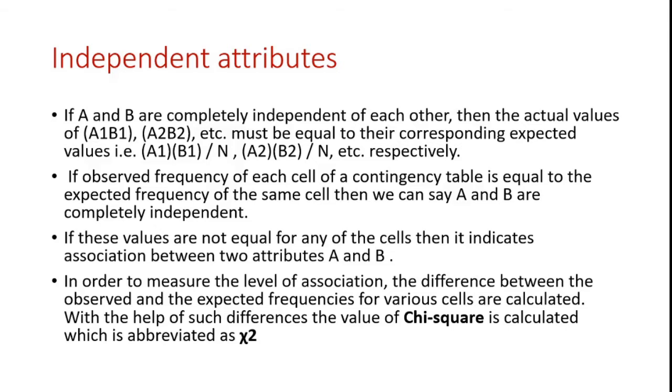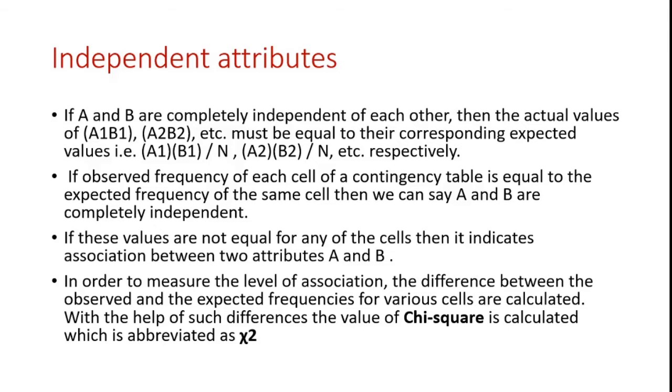So the second property says if the observed frequency of each cell of a contingency table is equal to the expected frequency of the same cell, then we can say A and B are completely independent. That is derived from point number 1. So if these values are not equal for any of the cells, then it indicates association between attributes A and B. Again, it is the same derivation from points 1 and 2. Point 4 says in order to measure the level of association, the difference between the observed and the expected frequencies for various cells is calculated. With the help of such differences, the value of chi-square is calculated. So this is the notation for chi-square.